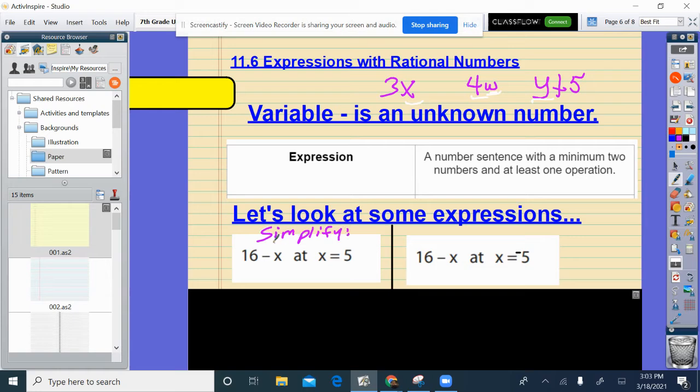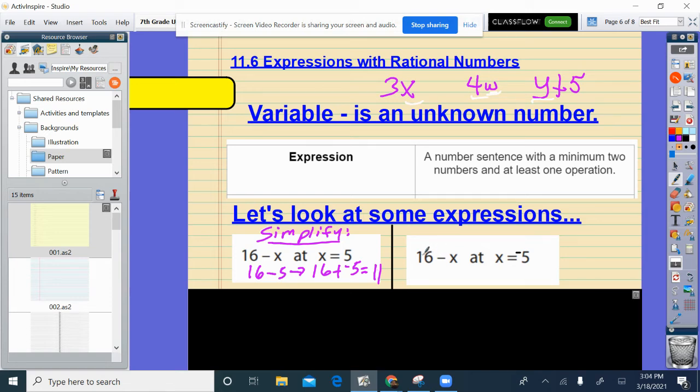Simplify. Well, all I do is I substitute the 5 for the x value. So I go 16 minus 5, which of course is something we don't do. But since we're talking about negative and positive numbers, remember this. It is the same as adding a negative. So the answer would be 11.